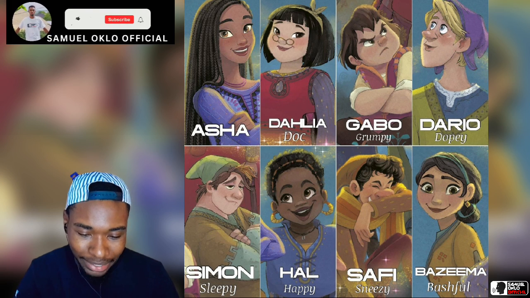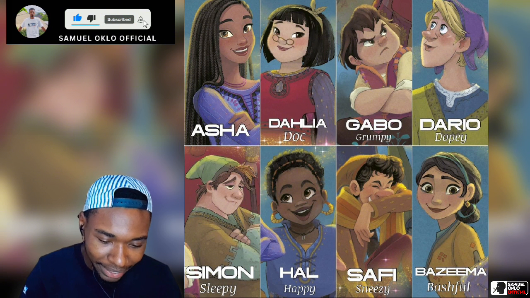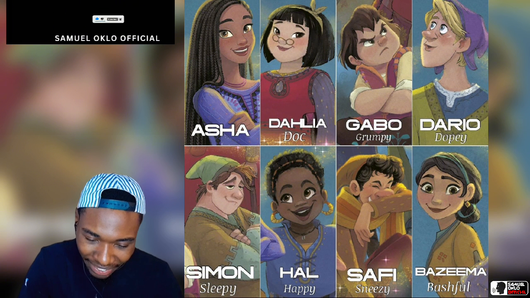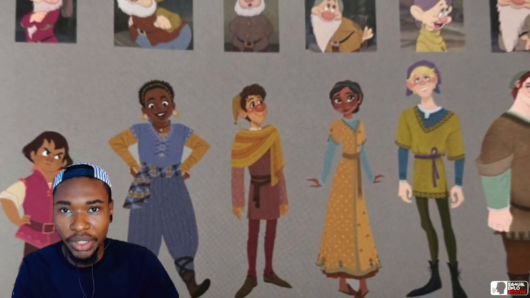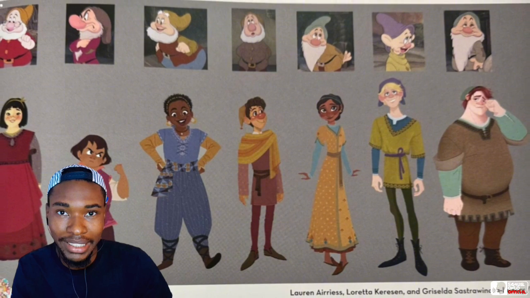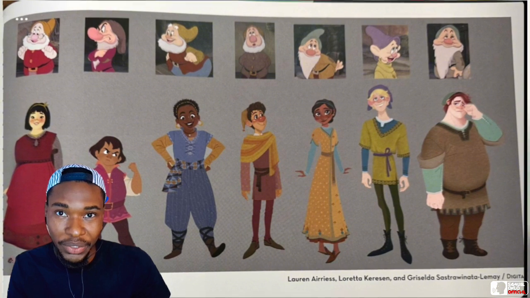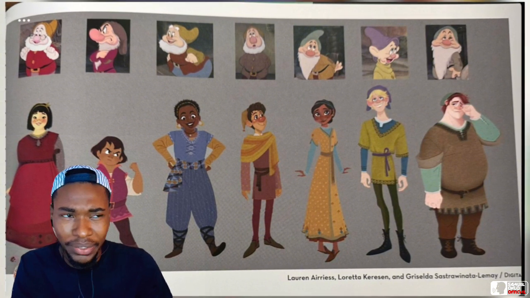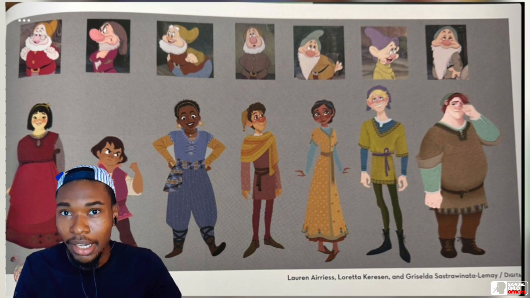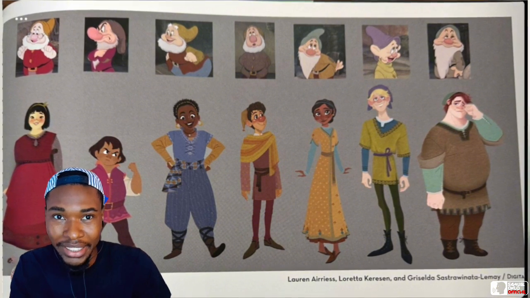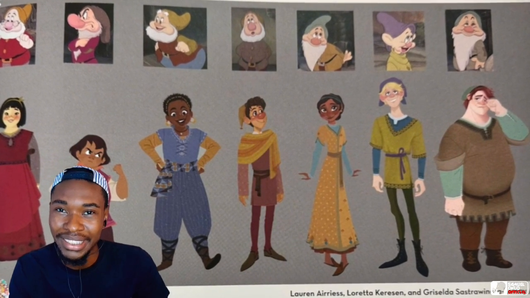Next we have Gabo, inspired by Grumpy, Dario from Dopey, Simon from Sleepy, Hal from Happy, Safi from Sneezy, and Bazima from Bashful. So I think this is a nice way of reinventing these characters from 1937 and bringing their personality into something new in 2023. And it definitely works better than that Genie relationship with Asha and Star, because that would have been too similar. But with this, you can interpret it in a new way and give us something fresh while still being true to the original Disney stuff.